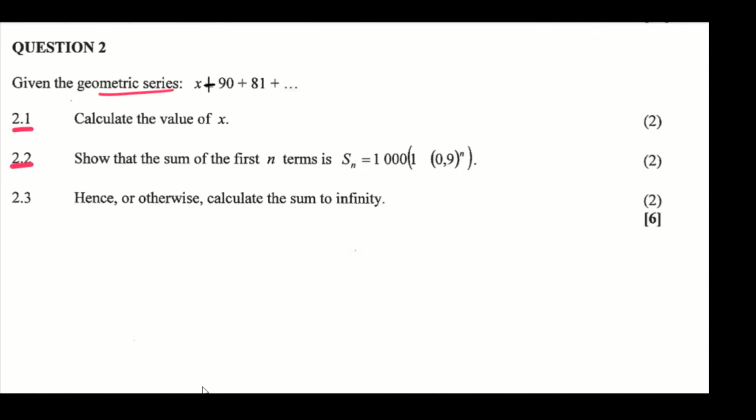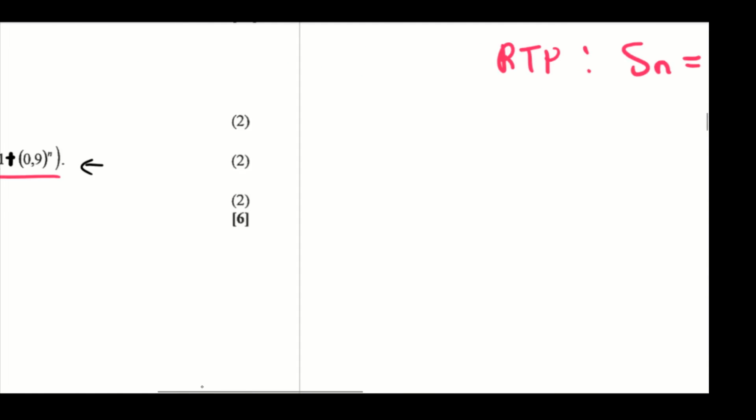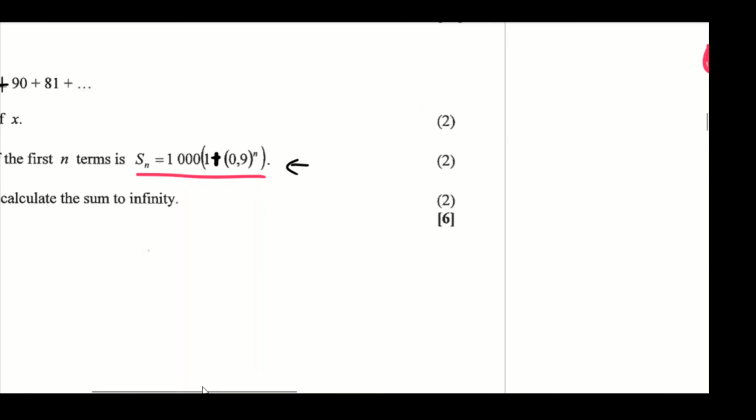We're going to do 2.2, which says to show that the sum of the first n terms is equal to 1000 into 1 plus 0.9 all to the power of n, and then close bracket. So we need to prove that the sum of this geometric series is equal to this term here. So we are required to prove that Sn is equal to 1000 into 1 minus 0.9 to the power of n. Yes, it's supposed to be minus and not plus. Let me correct myself. It's supposed to be minus.